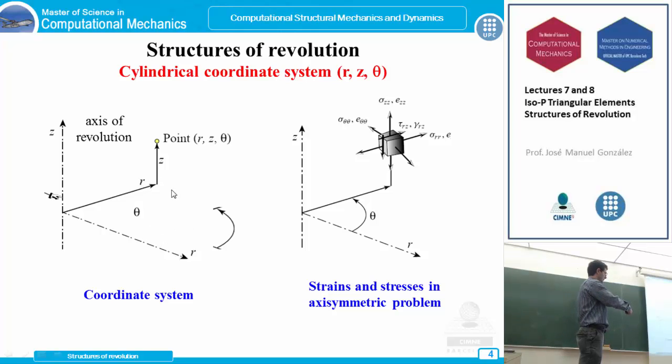This is the angle which locates the point in the structure, in the cross section. So every point in the cross section is defined using these three cylindrical coordinates. Of course, our structural magnitudes, strains and stresses, are expressed in this axisymmetric problem, taking into account that they must respect this axisymmetric distribution. So we will have this radial component for the stresses and for the strains.